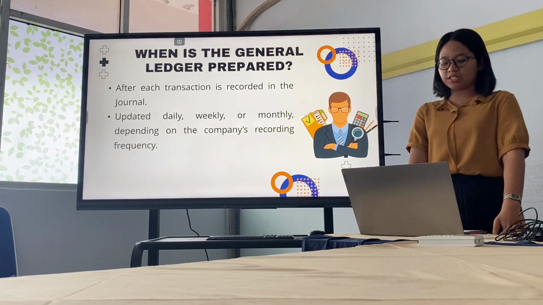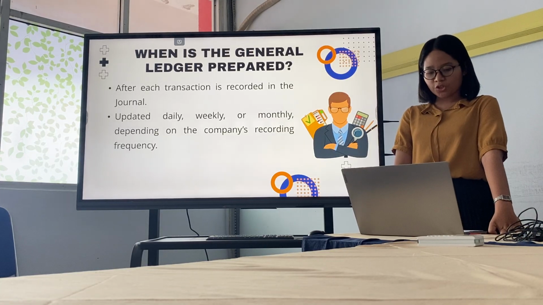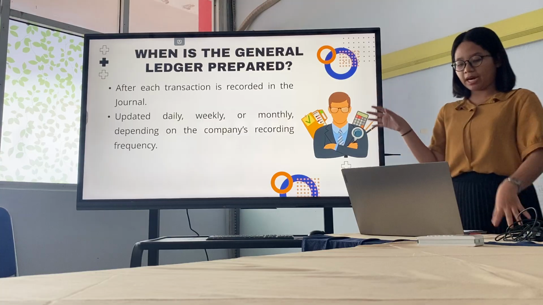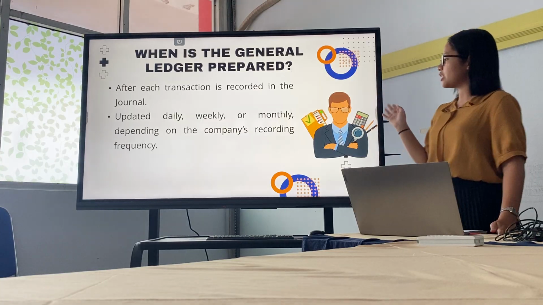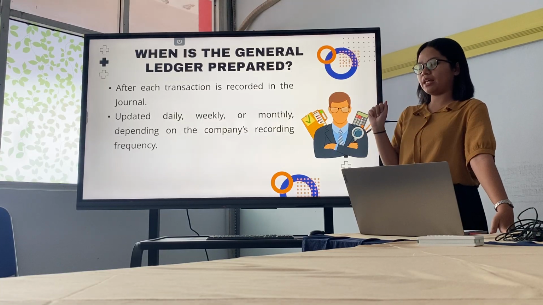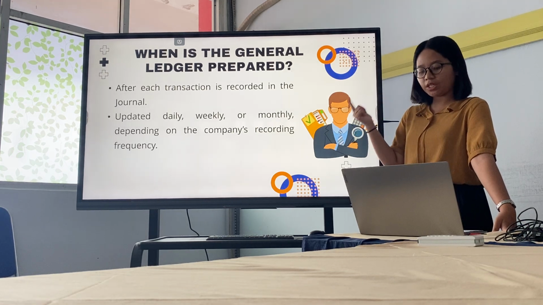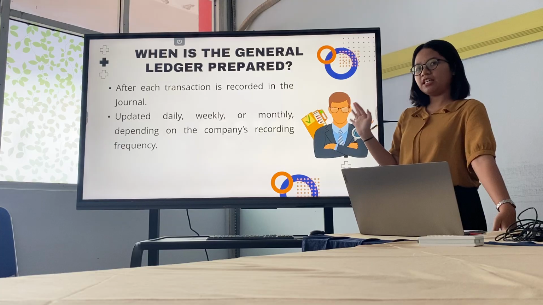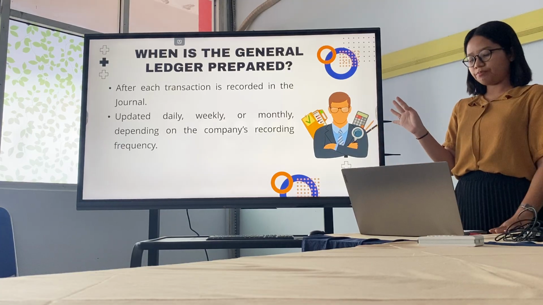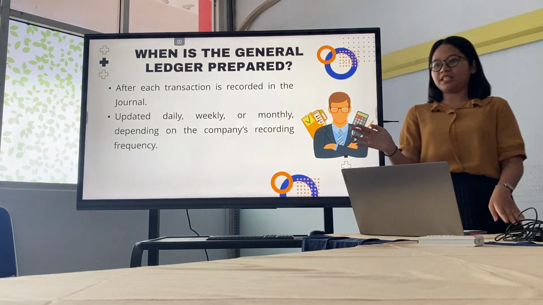And when is the general ledger prepared? The general ledger is prepared after each transaction is recorded in the journal, and we can update it daily, weekly, or monthly. It depends on the company actually.